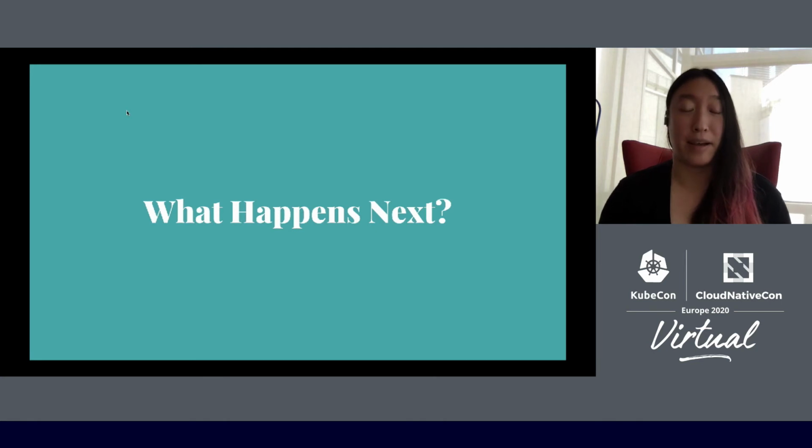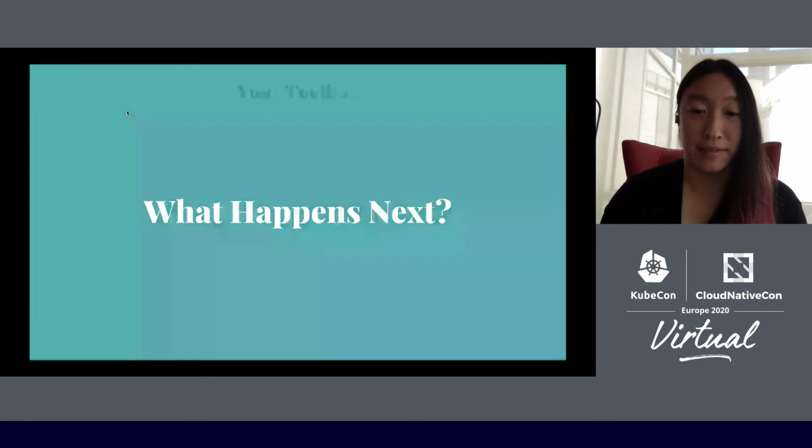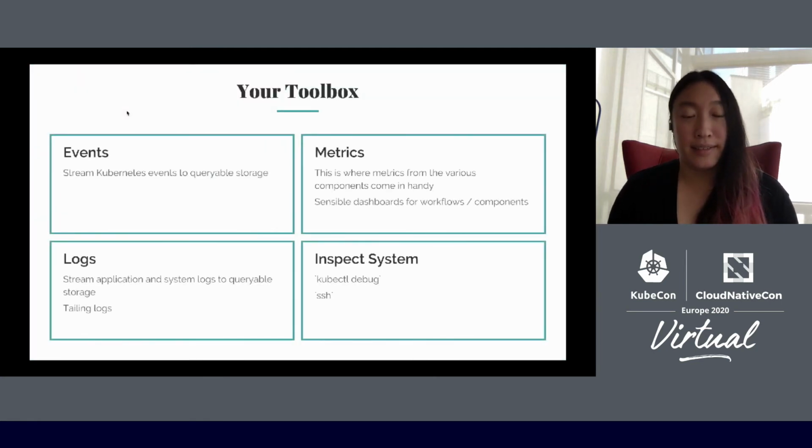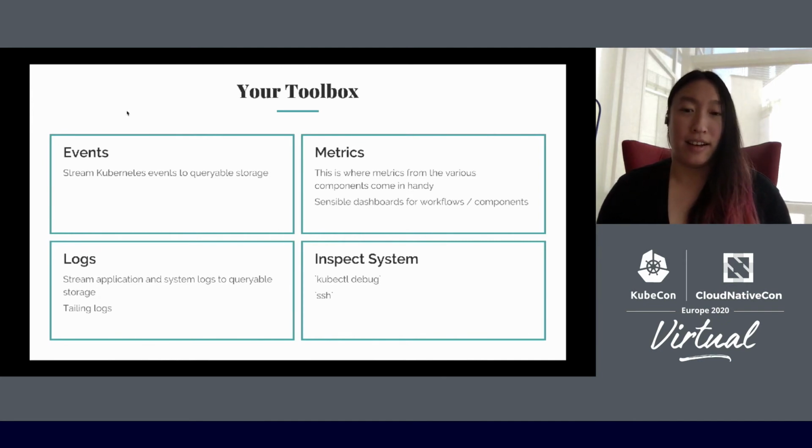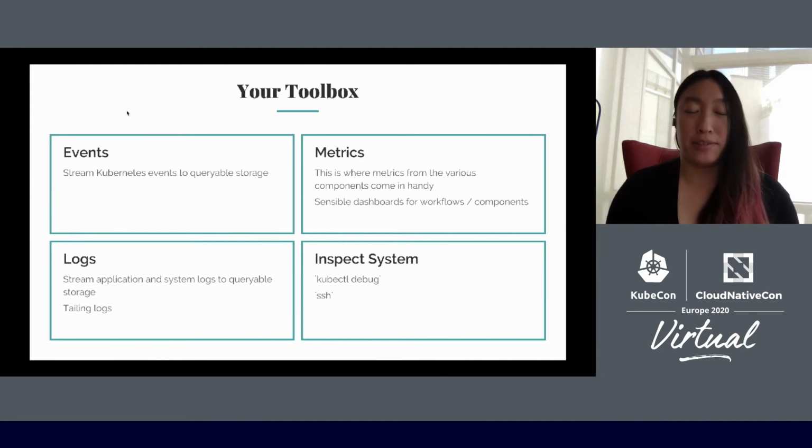Okay, let's say you get paged. What happens next? This is when you dig into your observability toolbox. These are just some of the core tools that I rely on that basically come out of the box from my Kubernetes installation. And I'm sure people have a lot fancier tools that they've built that they rely on, but I find that these are the things I reach for most often.